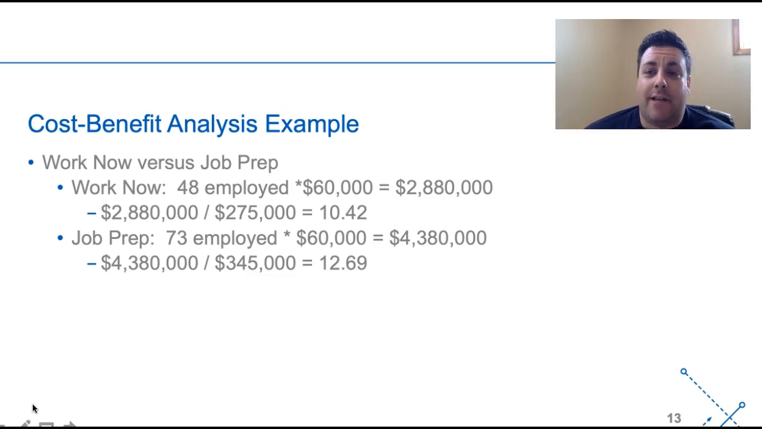So in this case, the higher ratio wins. So the higher ratio is considered the better one, and that would mean that Job Prep has sort of the better cost benefit outcome ratio, or cost benefit ratio.